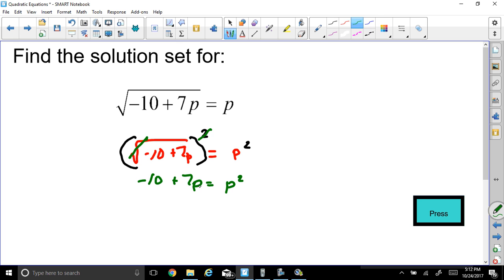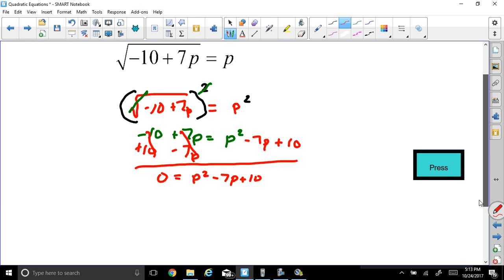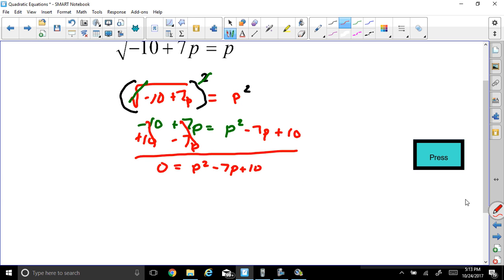Now let me get it in standard form, and I like the positive p there, so let me move the minus 10 over to the other side, and the negative 7p, move that over to this side, so I'll have negative 7p plus 10. This will cancel out, leaving me with 0 on this side equals p squared minus 7p plus 10. So now I have to factor this out and figure out what is p.